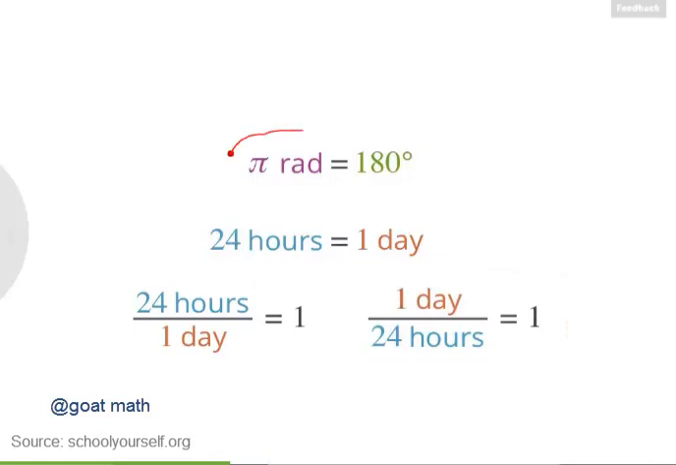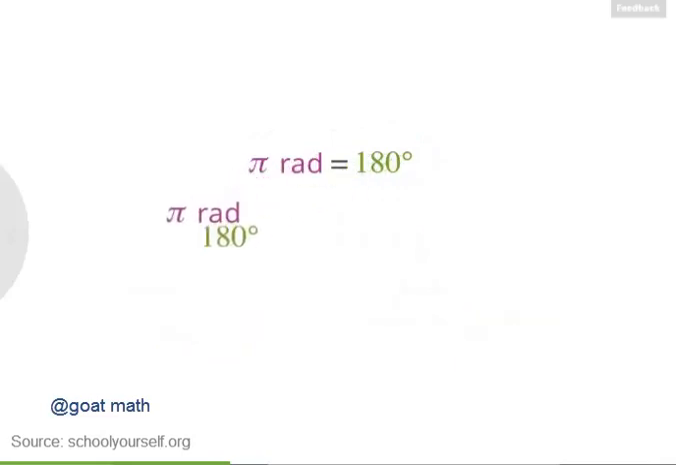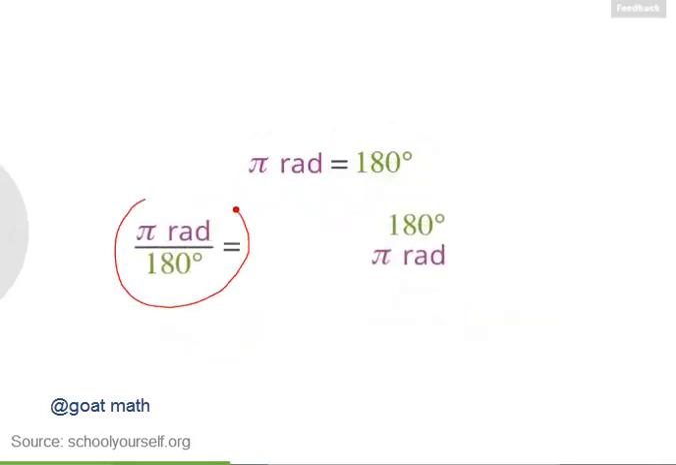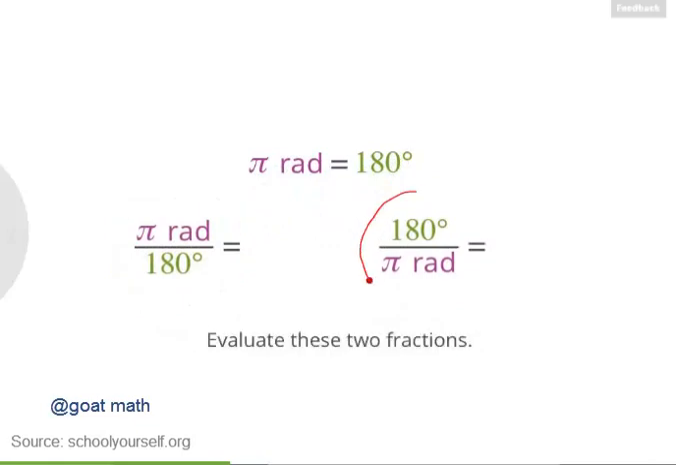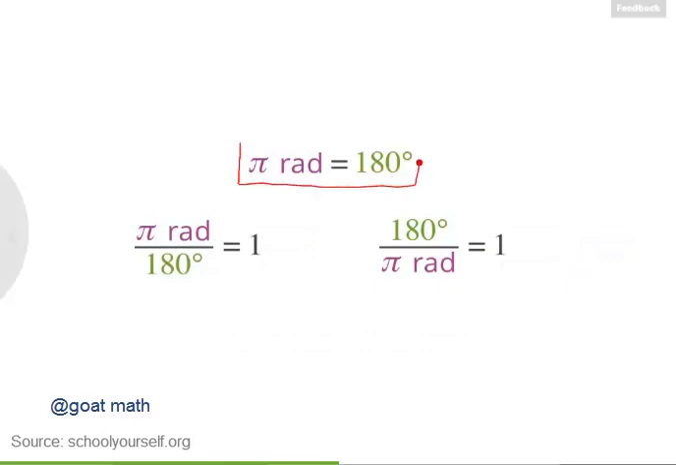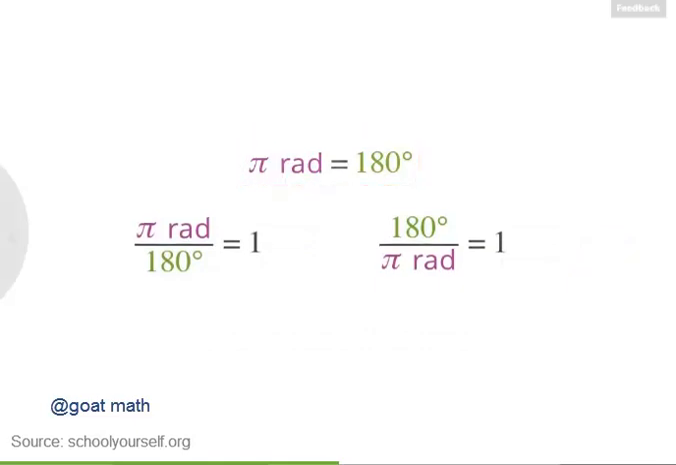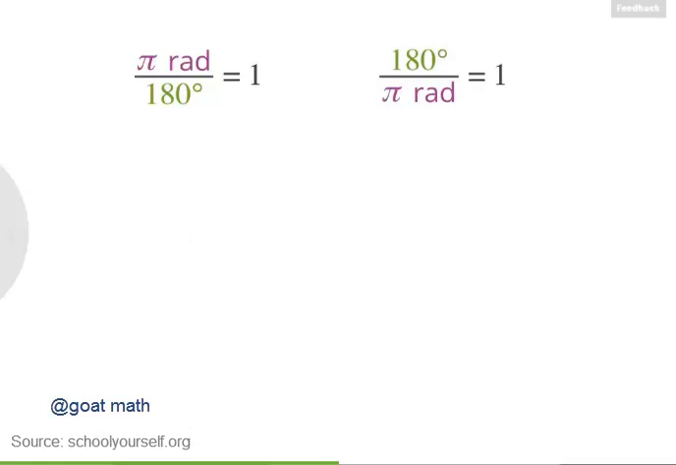Similarly, pi radians and 180 degrees are two ways of describing the same angle. So evaluate these two fractions. Pi radians over 180 degrees and 180 degrees over pi radians. Very well done. Both of these fractions equal 1 because pi radians equals 180 degrees. These two fractions are the keys to converting angles between degrees and radians.